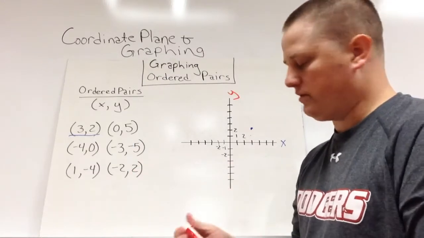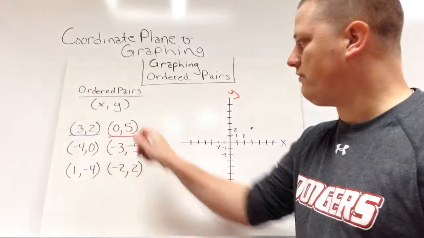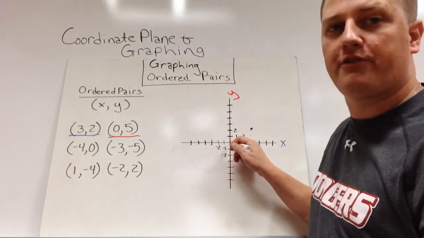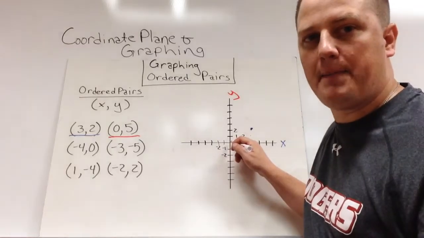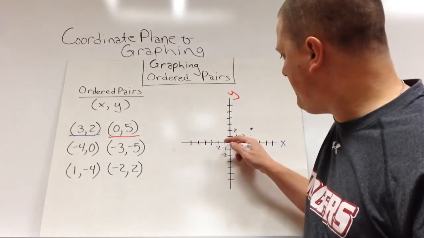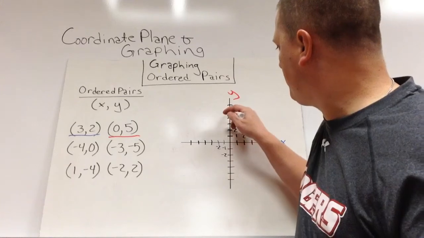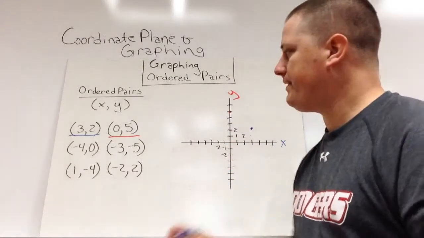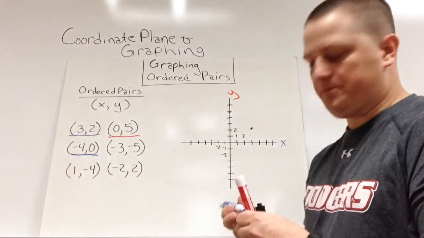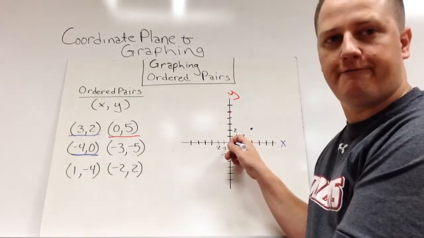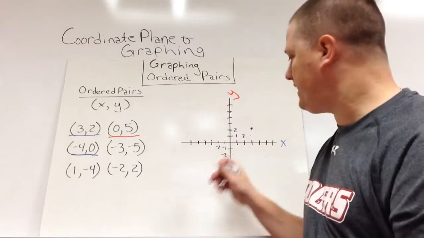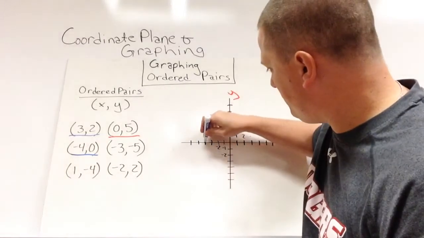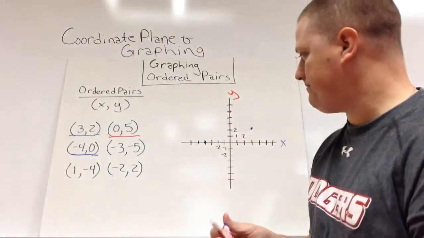So let's go to 0, 5 next. So we're going to start at 0, 0. 0 for the first one means we don't move any left and right. 5 telling us to go up 5. 1, 2, 3, 4, 5. Then we've got negative 4, 0. This one's telling us to go 4 left. We want to go negative 4. 1, 2, 3, 4. And then the 0 tells us to stay on that line.